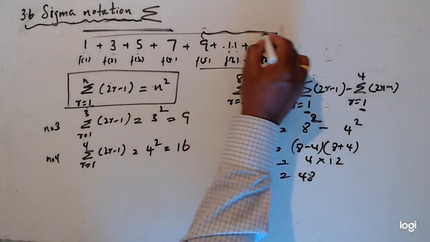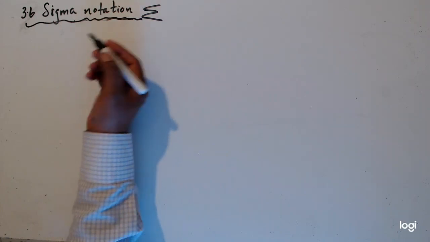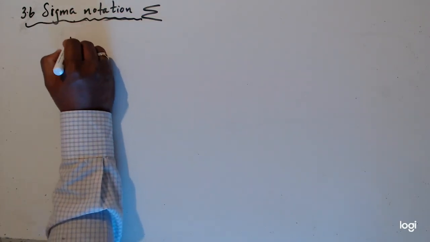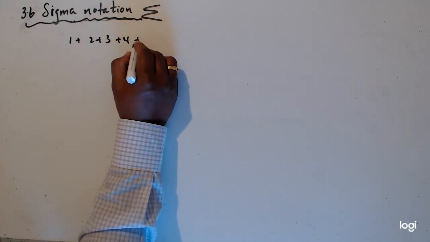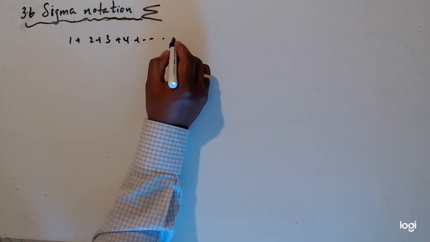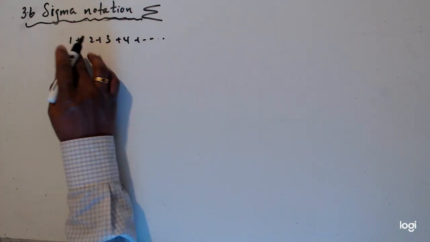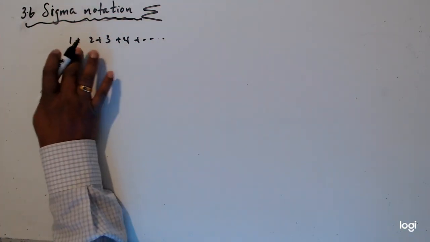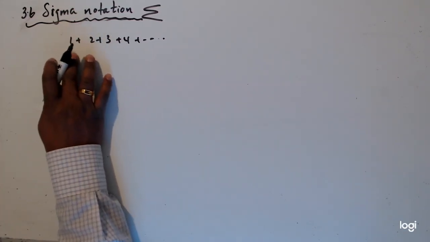The addition of these is 48. Let's consider the natural numbers: 1 plus 2 plus 3 plus 4 plus up to the nth term. So what is this series? It's an arithmetic series.